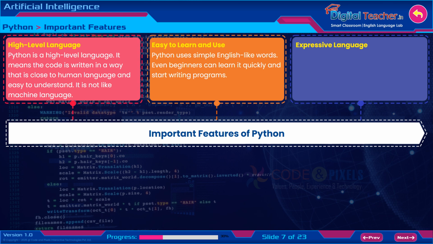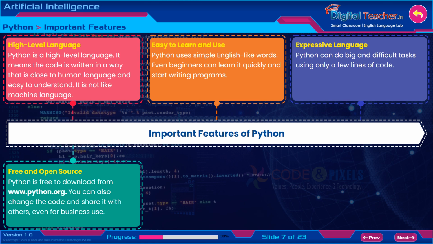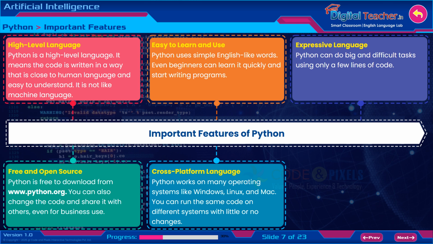Expressive language. Python can do big and difficult tasks using only a few lines of code. Free and open source. Python is free to download from www.python.org. You can also change the code and share it with others, even for business use. Cross-platform language. Python works on many operating systems like Windows, Linux, and Mac. You can run the same code on different systems with little or no changes.